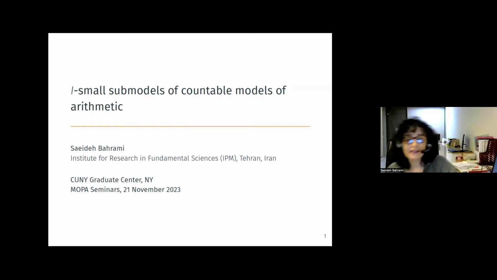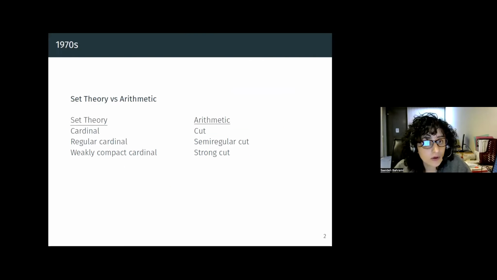Hello, everyone, again. Let me thank the organizers, especially Roman and Athar, again, for giving me the chance to talk here again. I'm going to talk about I-small submodels of countable models of arithmetic. Let's go directly into the motivation behind the notion of I-small subsets and submodels.